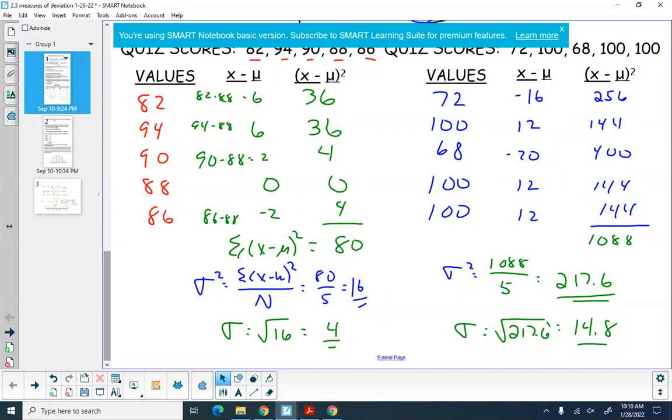We then started talking about the standard deviation. Standard deviation is a little bit more practical with respect to mathematics. The standard deviation is the square root of our variance. This is a relative concept: the bigger the standard deviation, the more spread out the data is. The smaller the standard deviation, the more compact or more consistent the values are.